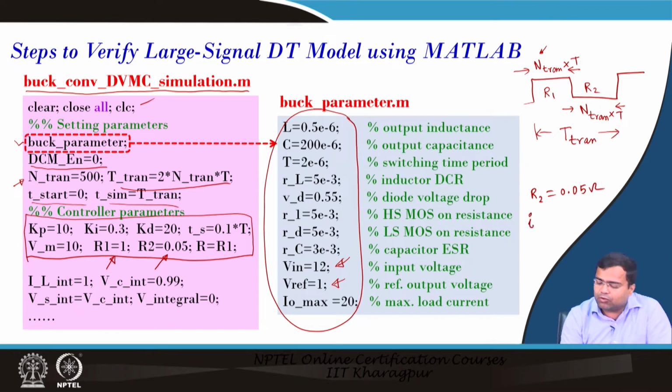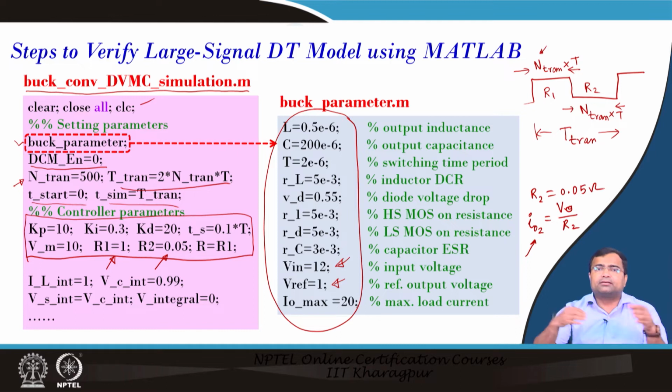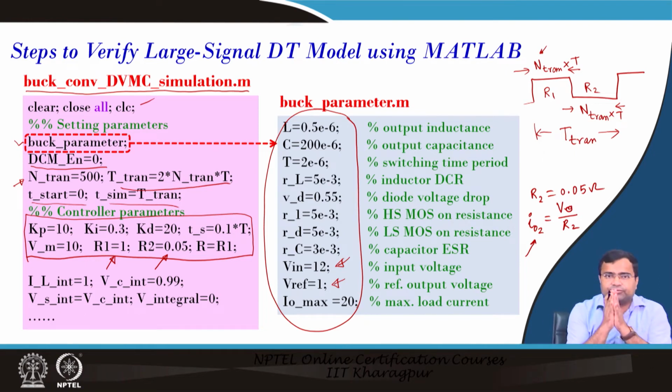So, then what will be the load I02? It will be V0 by R2, and if the voltage is regulated at 1 volt, it will actually represent a 20 ampere load change. Okay, you can also use a constant current load. Here our objective is just to validate, and we are again setting the initial conditions. Now, there are two more initial conditions: one is the sample voltage initial condition and the other is the integral initial condition.